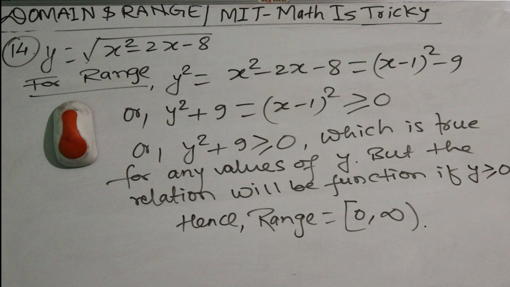So we can take all the values of y, but it should be 0 or positive, because such a function is defined only for the positive square root, so we can take 0 or a positive square root. So the value of y should be 0 or more than 0. The range will be the closed interval 0 to infinity.